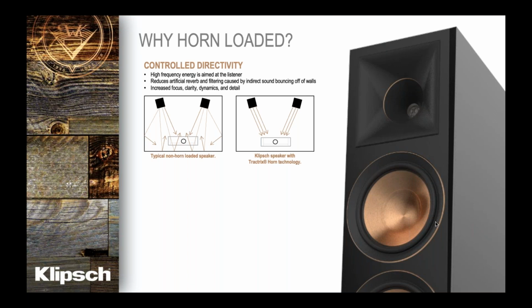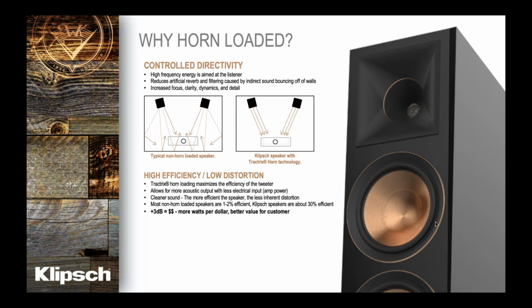So I mentioned controlled directivity. Obviously, my very elementary graphic there gives you a good idea, but if you have a direct radiating or non-horn loaded speaker, you're sort of bouncing sound all over the room, right? You have close to 180 degrees of dispersion. So it's not all focused at the listener like it would be with a Tractrix horn or really any well-designed horn. Now I mentioned high efficiency and putting out a lot of sound with not a lot of power.